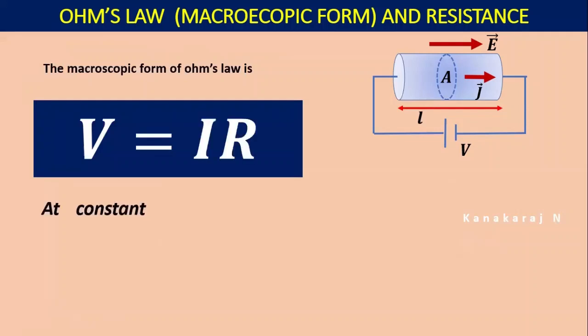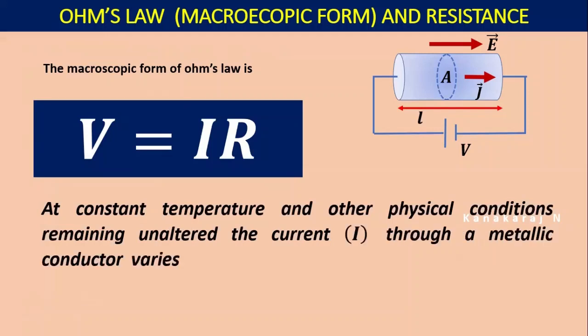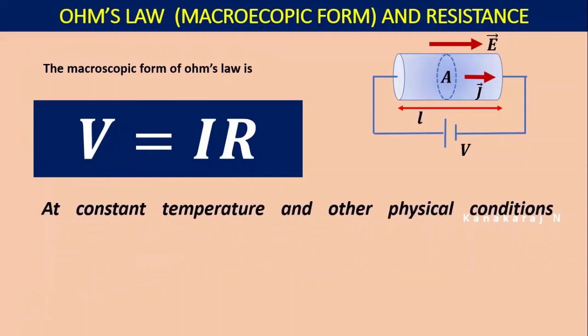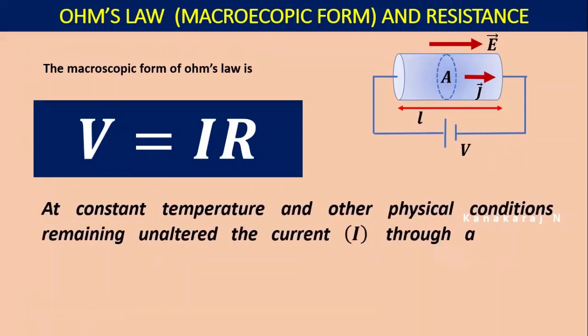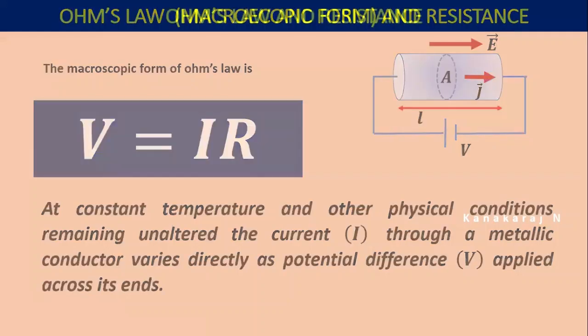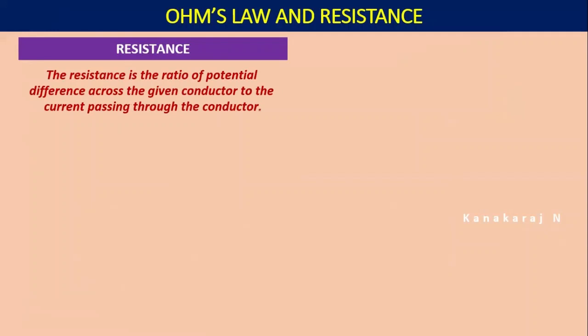V equals IR. At constant temperature and other physical conditions remaining unaltered, the current I through a metallic conductor varies directly as the potential difference applied across its ends. So this is Ohm's law. Resistance. The resistance is the ratio of potential difference across the given conductor to the current passing through it. So this can be simply written in mathematical form as R equals V by I.